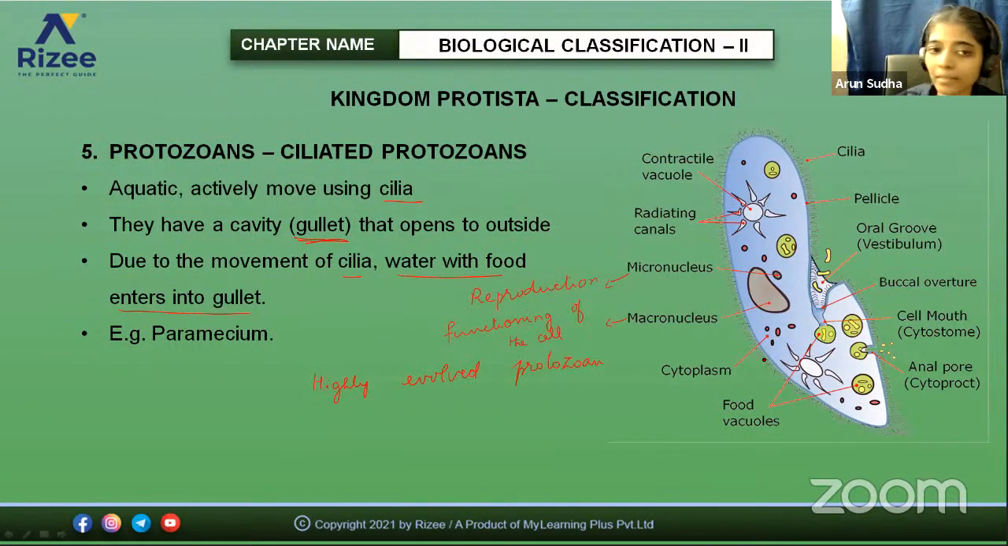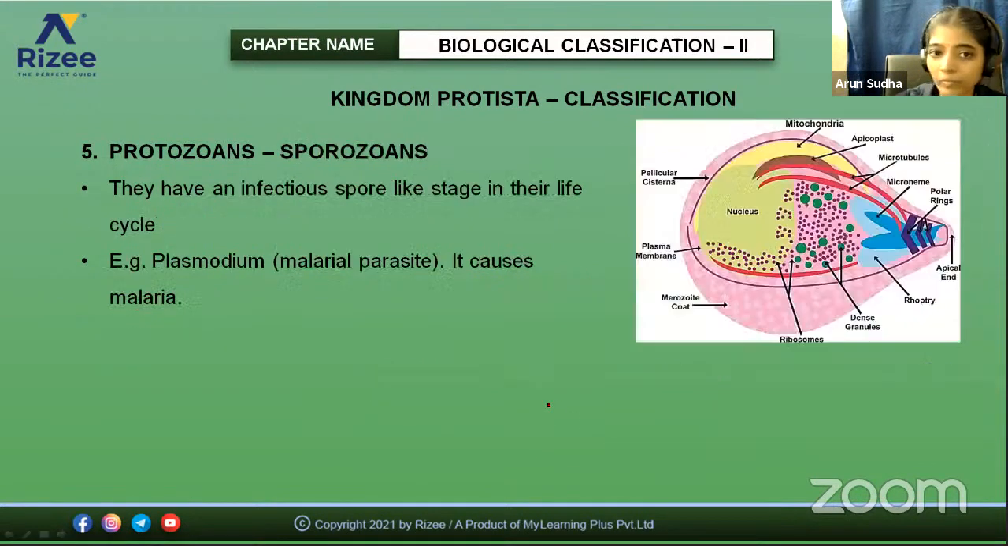The next is the sporozoan. So what do you mean by the term sporozoan? That is, they have an infectious spore-like stage in their life cycle. That's why they are called sporozoan, and they are immotile. That is, they cannot move.